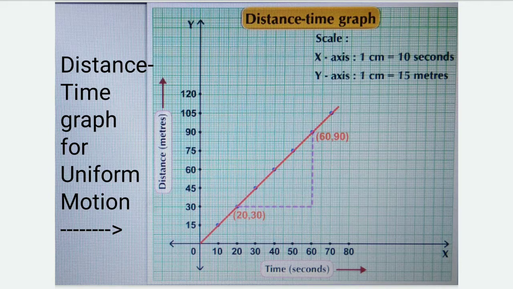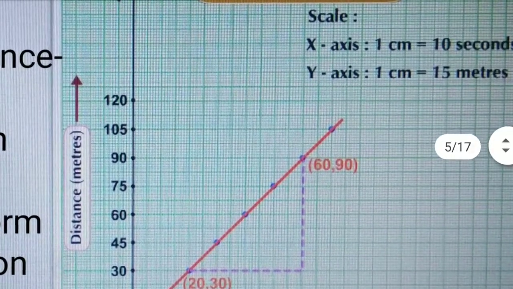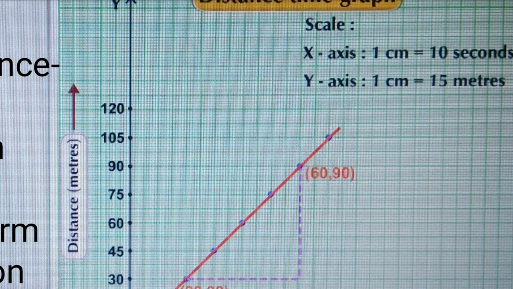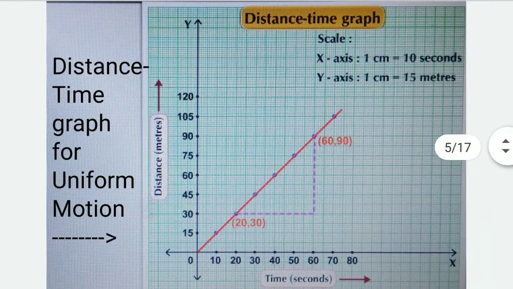What is the scale is taken for this graph? Observe. On x-axis, 1 centimeter is equal to 10 seconds and on y-axis, 1 centimeter is equal to 15 meters. And by using the previous table, here the graph is shown. What this shows? Let us see. If time is 0, the distance covered is also 0. After first 10 seconds, the distance covered is 15 meters.